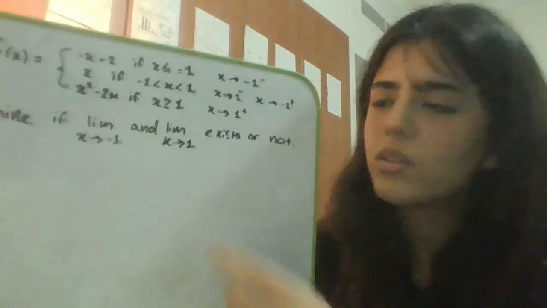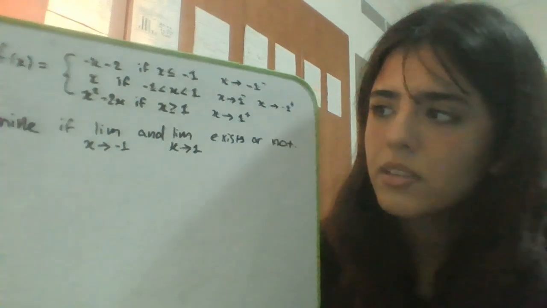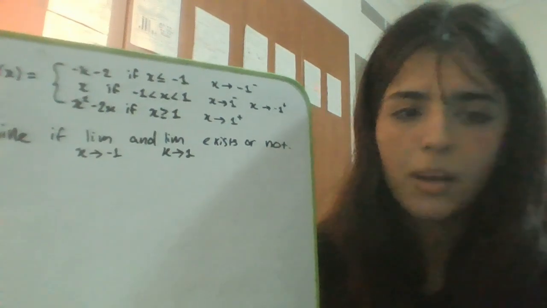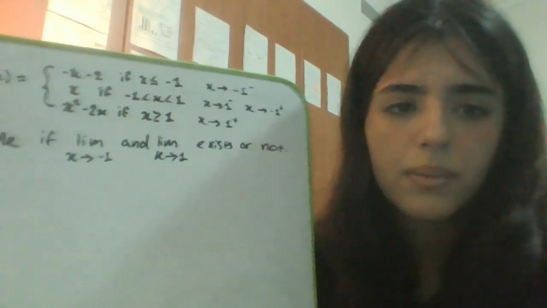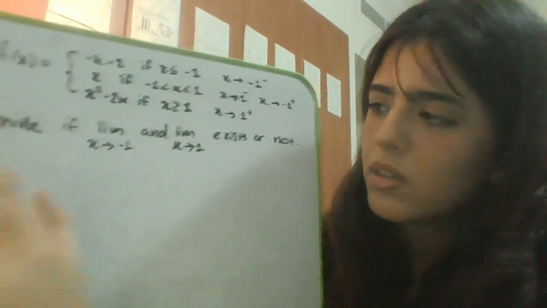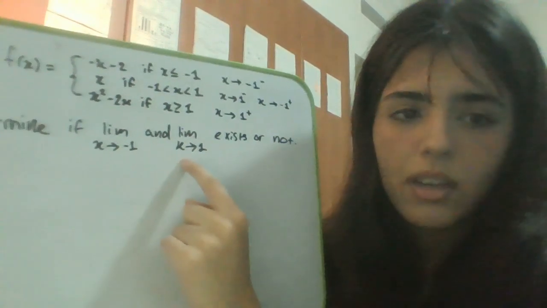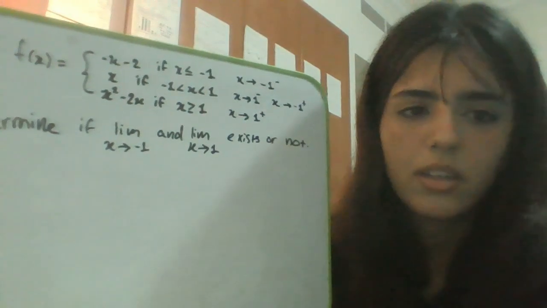Okay guys, so here I wrote what values x is approaching and from which side. Now we're going to have to find the one-sided limits 4 times because it's asking for a limit when x approaches -1 and when x approaches 1. So we're going to find when x approaches 1 from the negative side and the positive side, and when x approaches -1 from the negative and positive side. So I'm going to write it out.